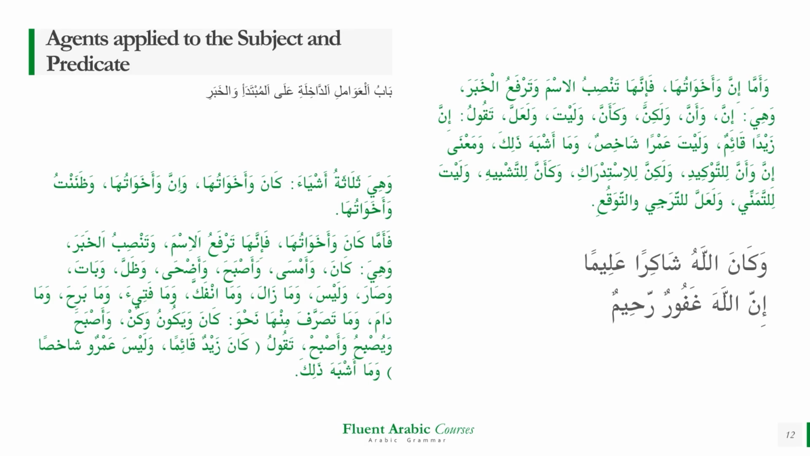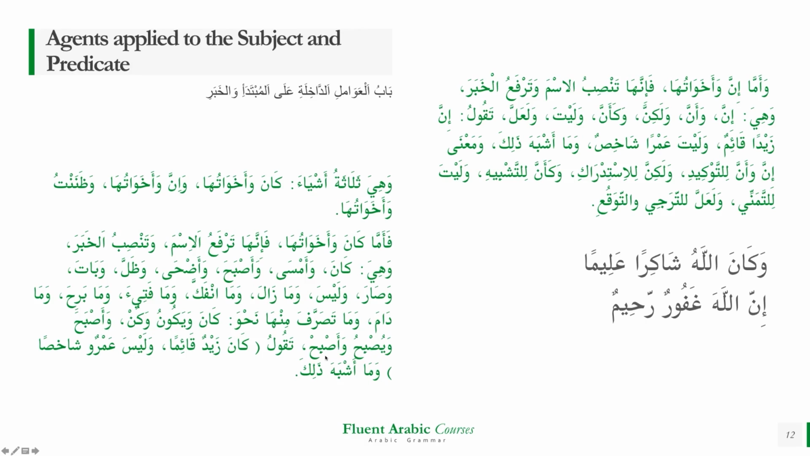But why are they known as the sisters of kana? Because they have the same effect on the i'rab of the mubtada and the khabar. So all these words which follow kana in its effect are known as the sisters of kana. Ibn Ajrum further says, وَمَا تَصَرَّفَ مِنْهَا نَحْوَ كَانَ وَيَكُونُ وَكُنْ. The sisters of kana can occur in any of the three tenses of the verb in Arabic. It can be perfect, it can be imperfect, it can be in the imperative form. كَانَ وَيَكُونُ وَكُنْ. So all these have the same effect.